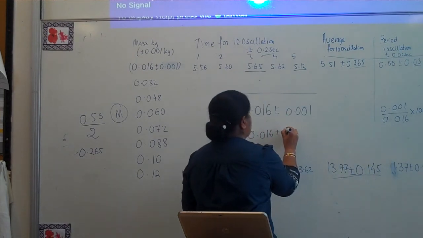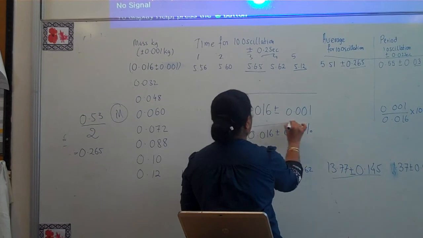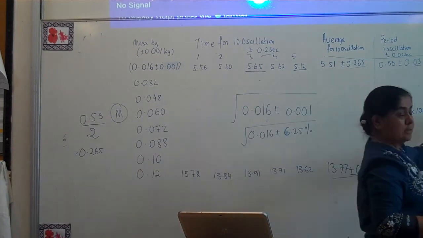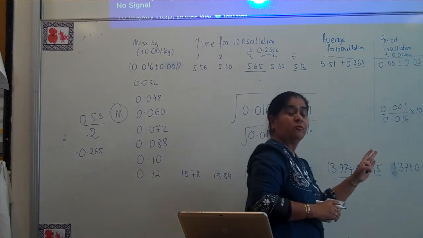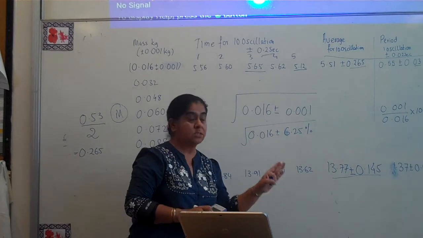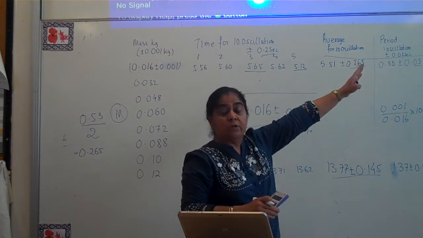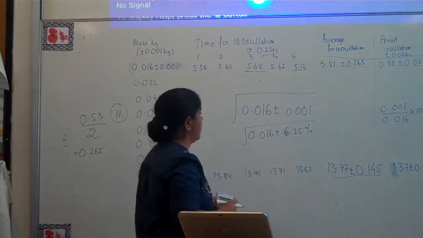So I'll write that value here, 6.25%. And you know what I will advise? Have the table fully like this. When you're making a table, please keep the last column empty for transformed data. The title is not transformed data, but the actual whatever you are changing. You're changing M, so you will write square root M there.